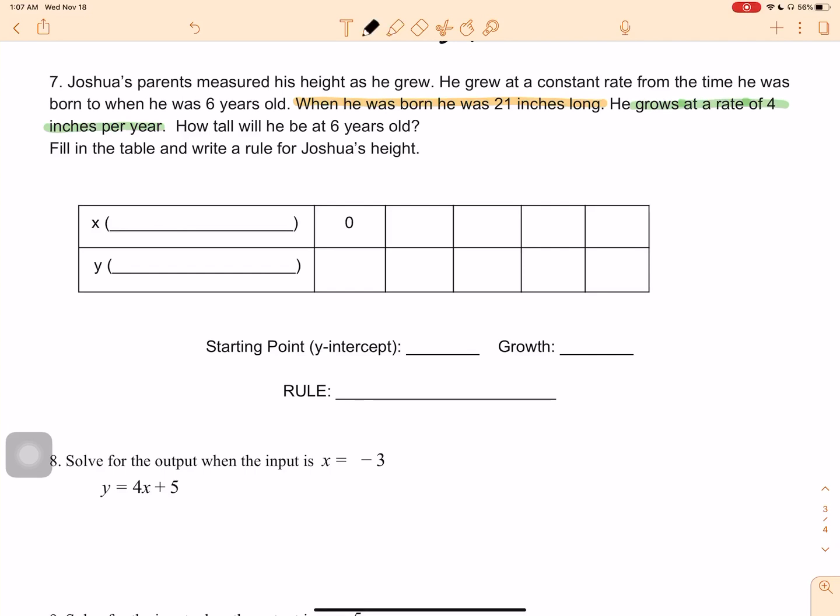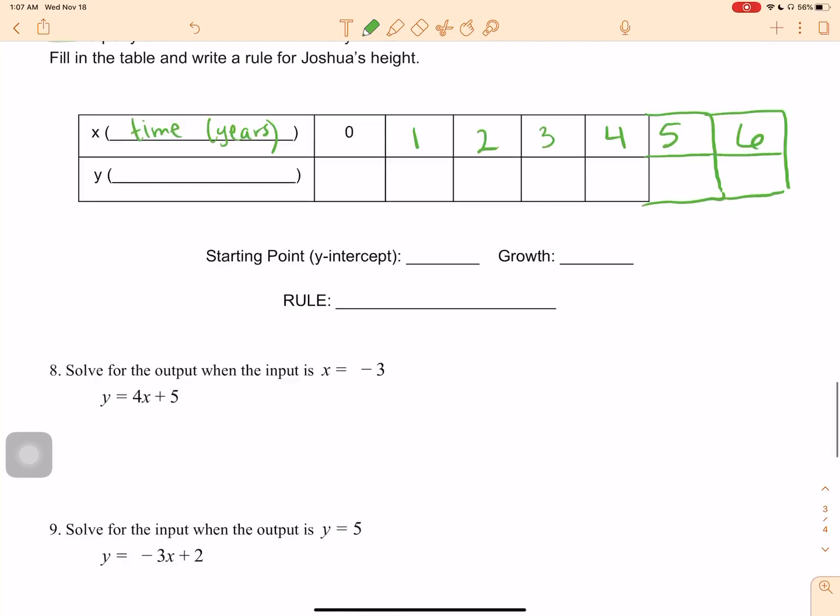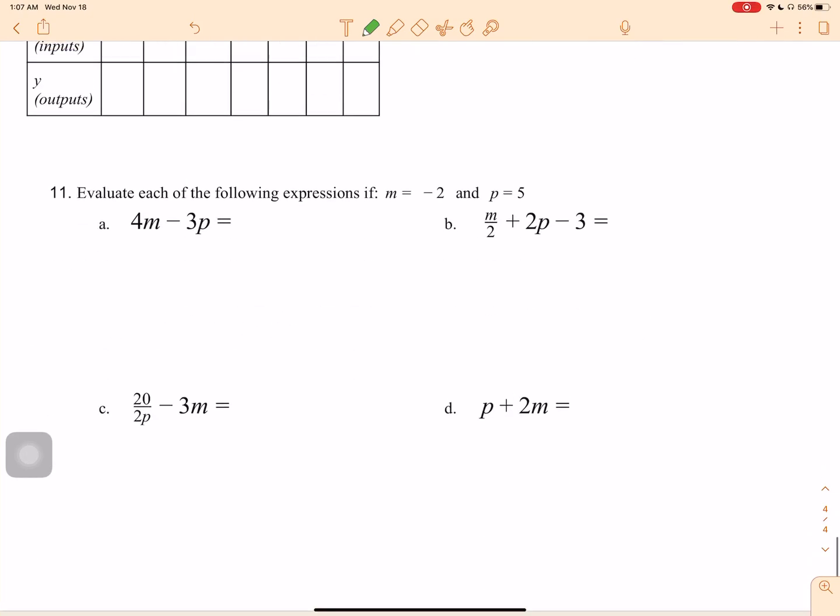So I see here that my time is in years, and I need to know how tall he will be at 6 years old. So I have 1 year, 2 years, 3 years, 4 years. I could continue to add on, or eventually you are going to have a rule that you can use to solve this problem quickly. But for now, we will just extend our table.